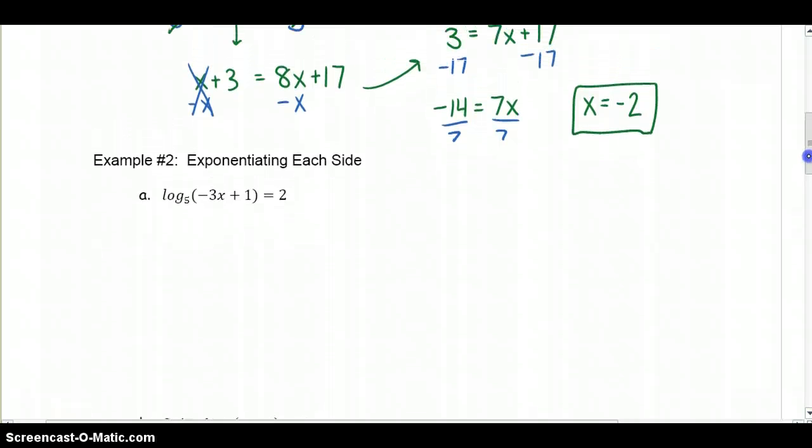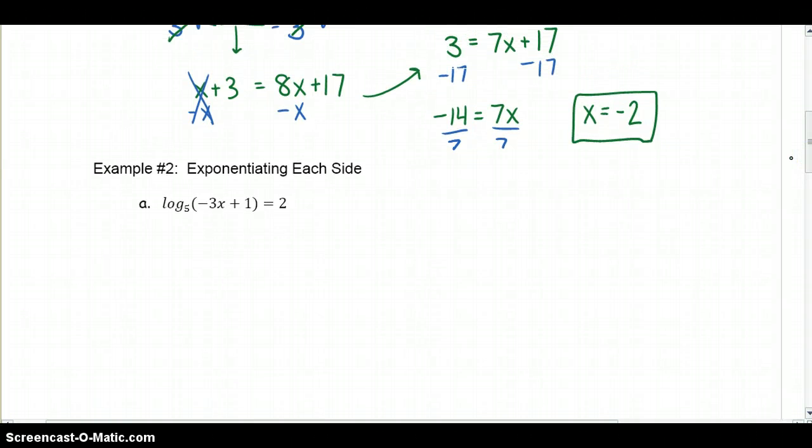Example number 2 says exponentiating each side. So these problems are a little different because there's only one logarithm. And when there's only one logarithm, it's going to be extremely important that you really understand how we get rid of that logarithm. So to get rid of a log base 5, I need to put a base 5 out there, and then this will become the exponent, the log base 5 of negative 3x plus 1. But whatever I do to one side, I have to do to the other, so I need a base 5 on the other side as well.